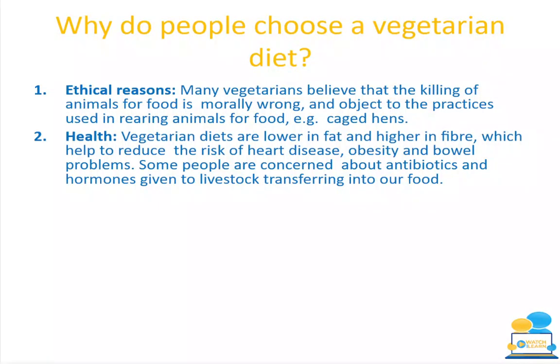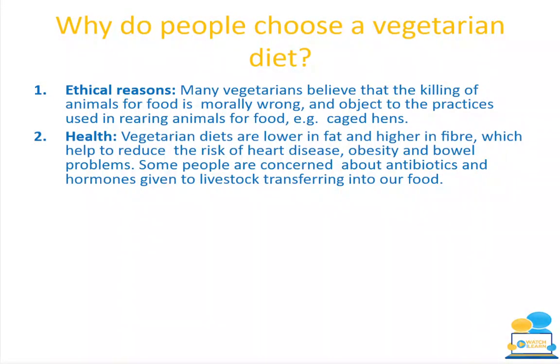Vegetarian diets and vegan diets are higher in fibre. So fibre is found in the likes of your wholemeal cereals, wholemeal bread, wholemeal pasta. It's found in nuts and seeds, the skins of fruit and veg. It also helps to reduce the risk of heart disease because you're eating less saturated fats, which are found extensively in your red meat like your steak.